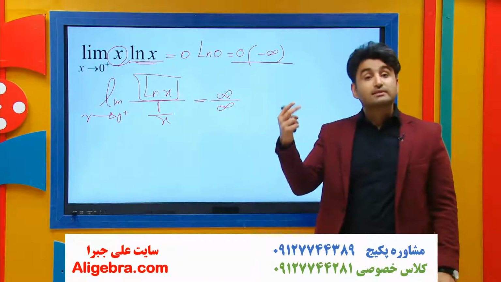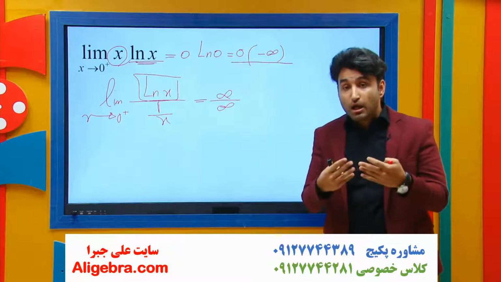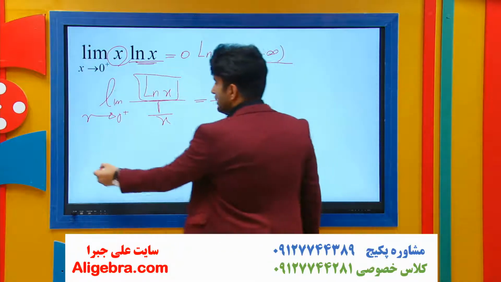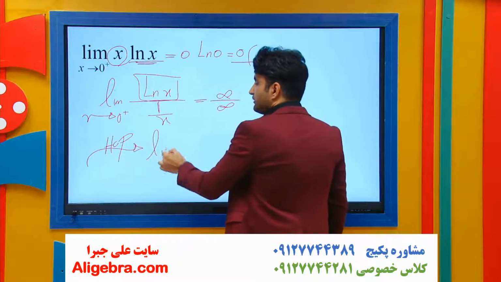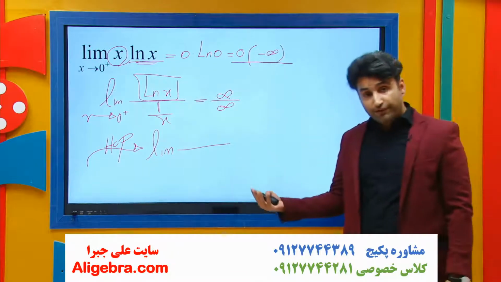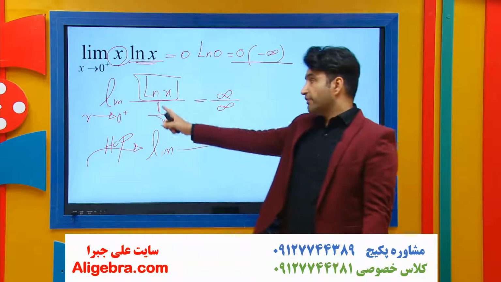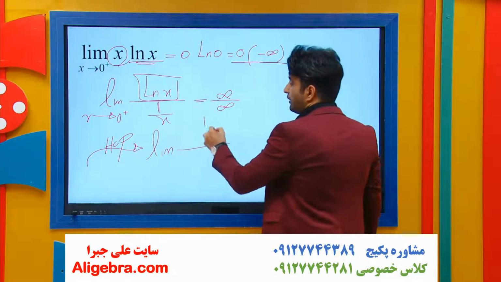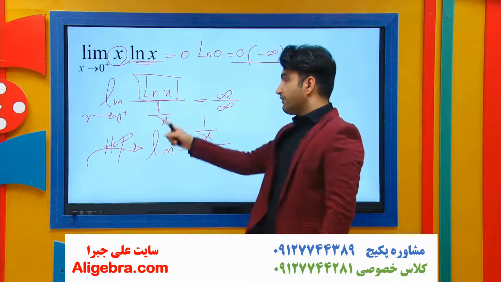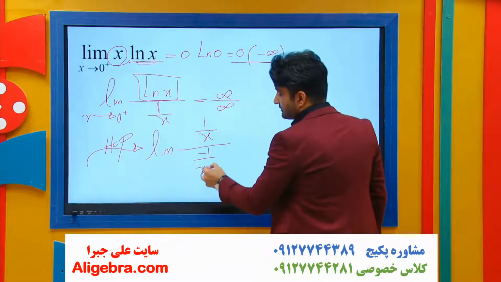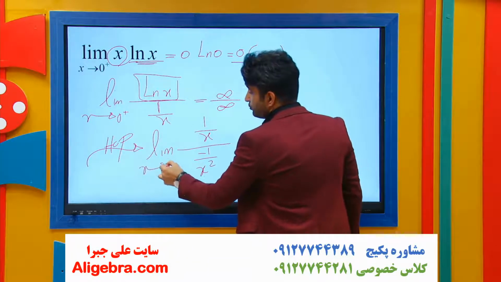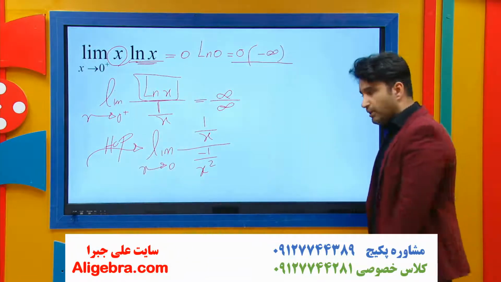Step 2 says apply L'Hopital's rule to get your answer. So I'm going to use L'Hopital's rule. Take the derivative of top and bottom of the fraction separately. The derivative of ln x is 1 over x, and the derivative of 1 over x is minus 1 over x squared as x approaches 0. Am I right? Very good.